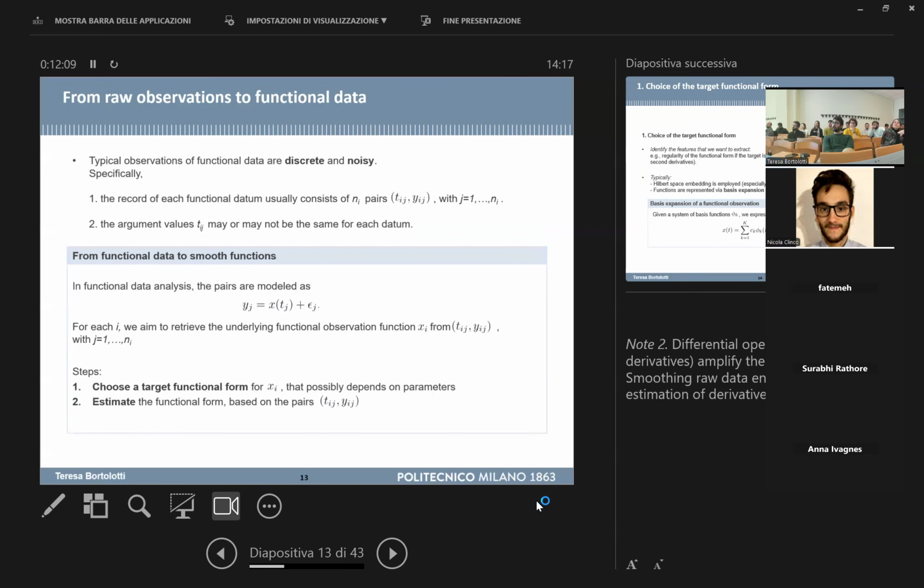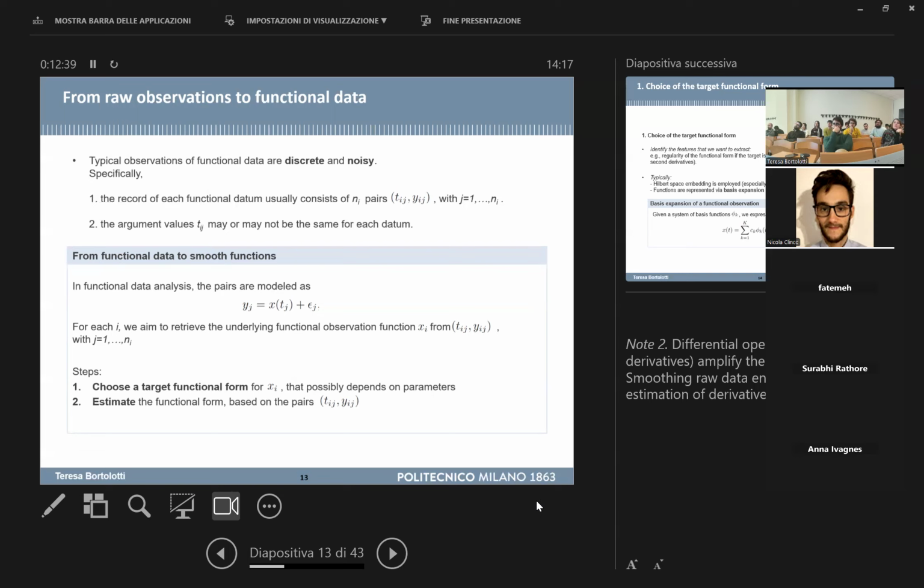All right. Of course, as I showed you at the beginning, we are not given directly with functions. We are given with longitudinal observations of these functions. So when we deal with functional data and we want to approach the statistical problem from a functional data analysis perspective, a first step that we have to do is convert the raw data into actual functions.